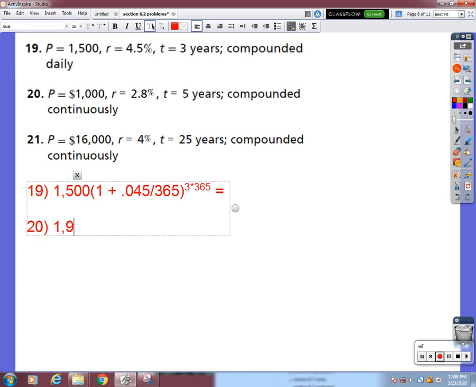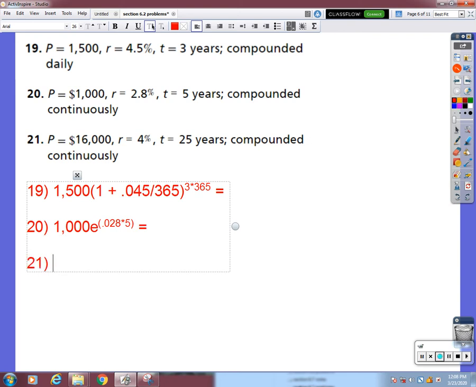That's the magic word that clues us in that we're changing formulas. So we're using E instead. So this would be an interest rate, 2.8% is going to be 0.028 times 5 years. So let me get that there.